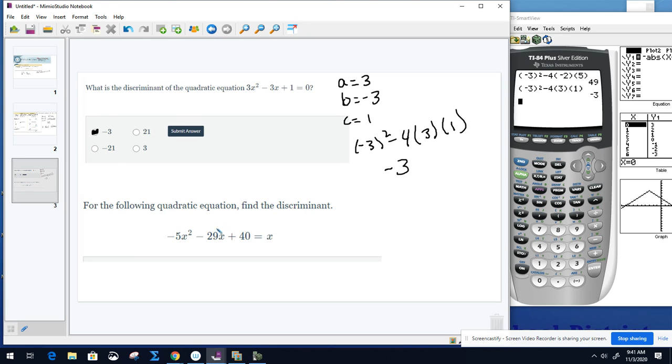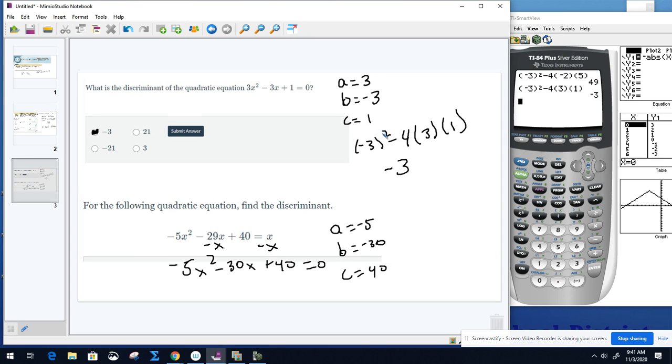And then you're going to have a couple that get a little bit harder, because here you have to set it equal to 0 first. Okay, so this says -5x squared minus 29x plus 40 equals x. So I'm going to, first of all, set this equal to 0. Now, what does A equal? -5. What does B equal? -30. And C is equal to +40.